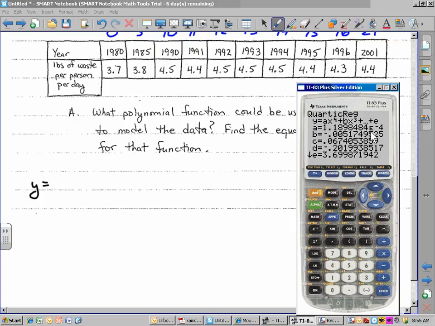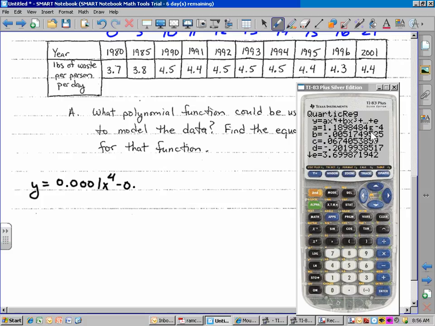So times 10 to the negative 4 means that we have to move this decimal place 4 to the left. That means the number is smaller than what it really looks like. So to move this 4 to the left, we move it 1 over and then 3 more zeros. So this is going to be 0.0001 x to the 4th. Now b doesn't have that, so we can just put that in there. So negative 0.005 x cubed. C doesn't have scientific notation.